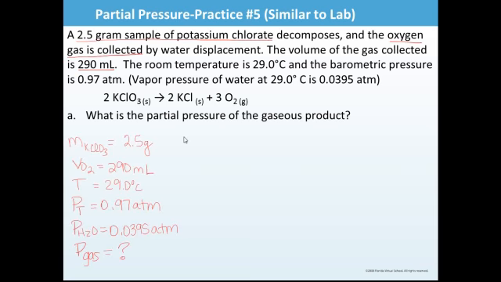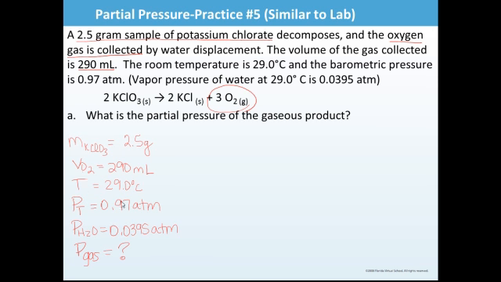So I have made the list of what I was given. It told me that the mass of my potassium chlorate was 2.5 grams. We were collecting oxygen. The volume of oxygen is 290 milliliters. When I made my list, I put V, and then as a subscript I put O2 because that's the gas. The room temperature is 29 degrees Celsius, and the barometric pressure is 0.97 atm.